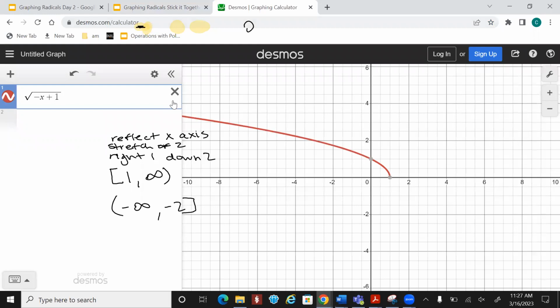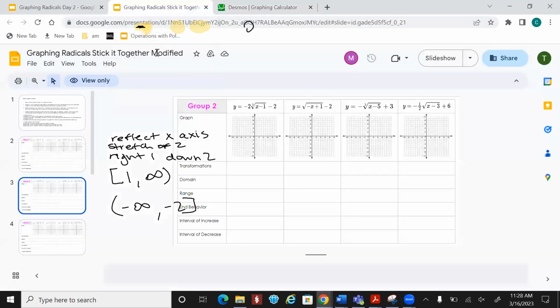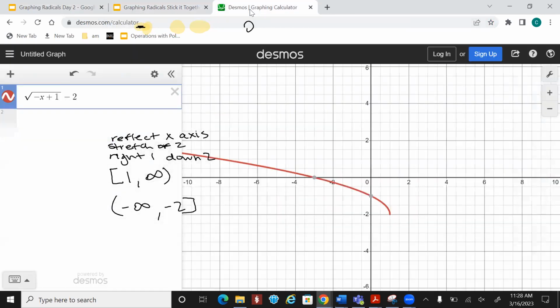What's the last number? Okay. You see how this is facing this way now. So this negative right here is going to be a reflection across the y-axis. So it's a reflection across the y-axis. That's going to be the first transformation.